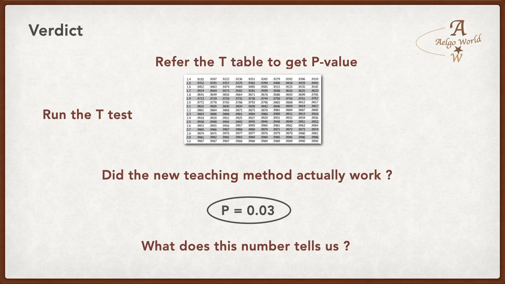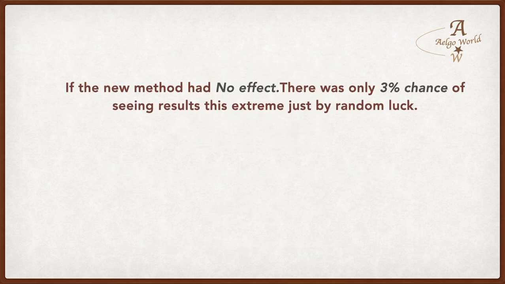Let's translate this. This is the absolute key. A p-value of 0.03 means this. If the new teaching method was totally useless, if that null hypothesis was true, there would only be a 3% chance of getting results this good or even better, just by pure random luck. Think about that. A 3% chance is pretty darn unlikely. Our result is pretty surprising.